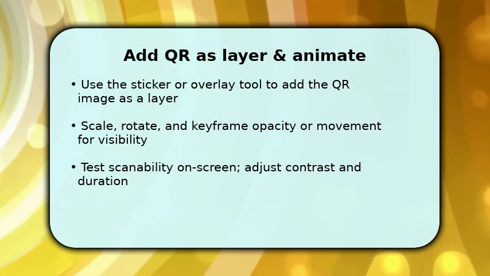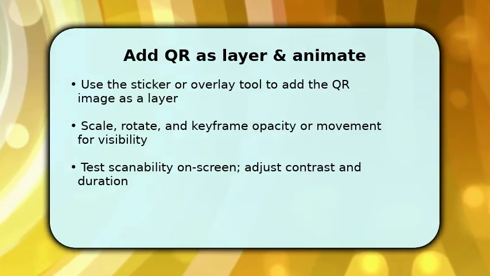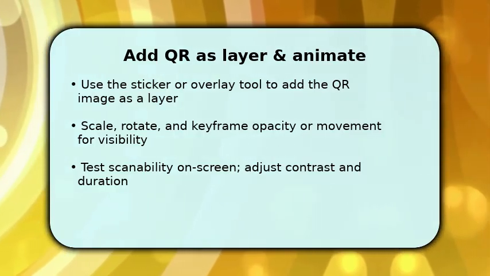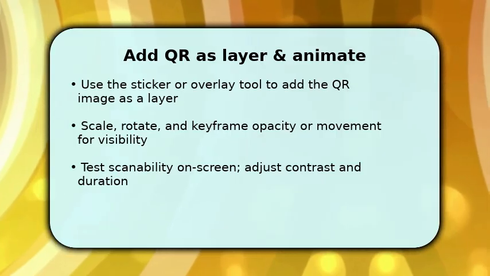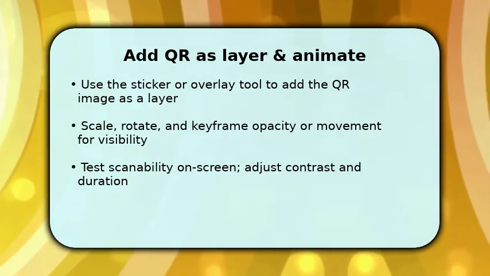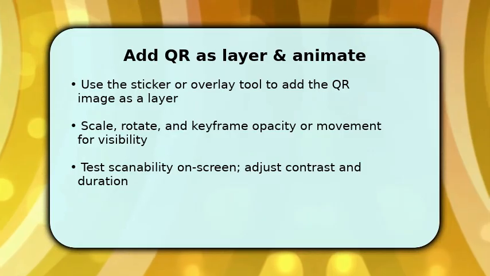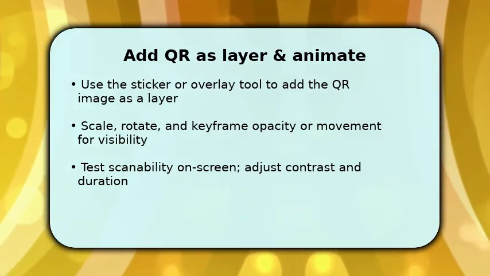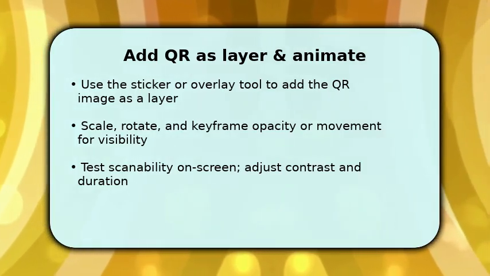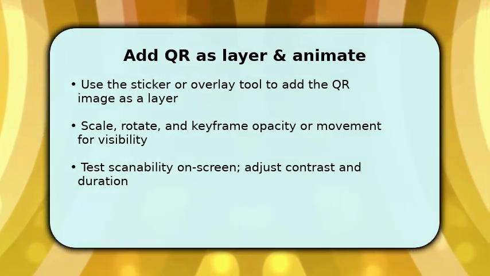Make sure contrast is strong against the background. If needed, add a white or dark outline. Once animated, scrub the timeline and test scan with your phone camera to confirm the code reads reliably. Finish by exporting the clip at a quality that keeps the QR sharp, because compression can break the code.